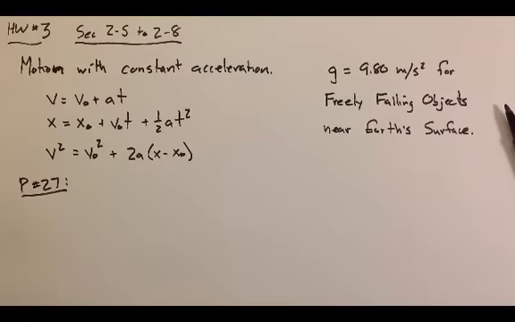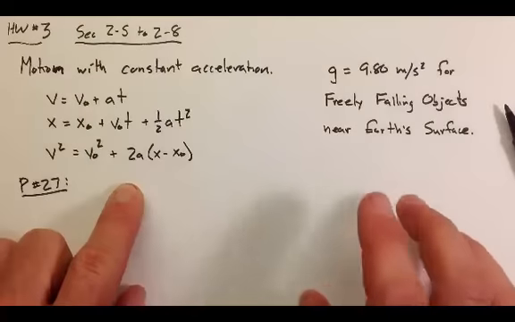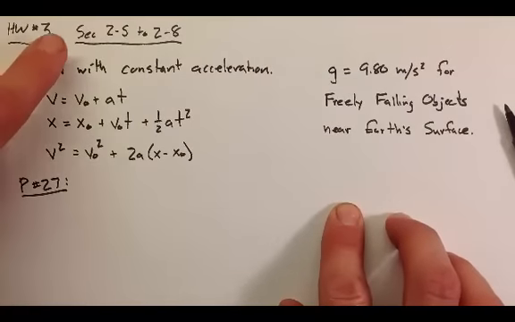Motion with constant acceleration coming at you today. Gonna talk about freely falling objects as well as dive into our first equation sheet. Oh, so much good stuff coming at you here. Okay, let's talk about sections 2.5 to 2.8 a little bit, alright?